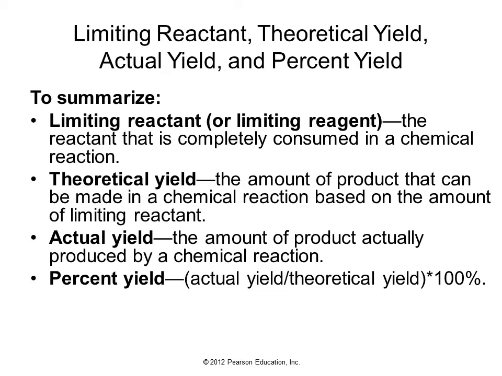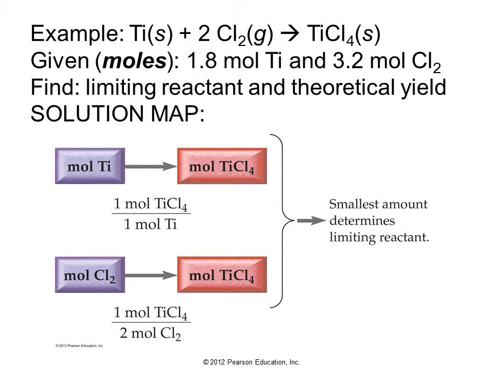Let's consider some of the important terms in this chapter. Limiting reactant. That's the reactant that's completely consumed in a chemical reaction. So when you're determining theoretical yield, you must know which of the reactants runs out first. You can't make any more product once that's used up. Doing this calculation will give you a theoretical yield. Measuring the yield will give you the actual yield, and the percent yield will be the actual yield divided by the theoretical yield times 100.